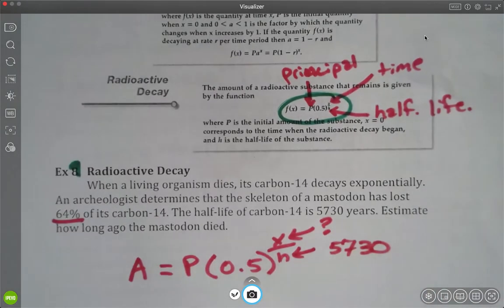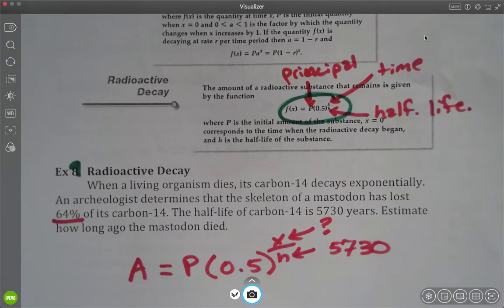Be quiet. There's no such thing as full life, okay? 5730 is the half-life. Okay, now, here's the question. How big was the mastodon to start with? We don't know what the principal is, but we do know that 64% of it is remaining after that many years. Well, then listen. Just be quiet. But you said there's no full life. Well, then how can you have full life? I'll come back there and explain it to you.